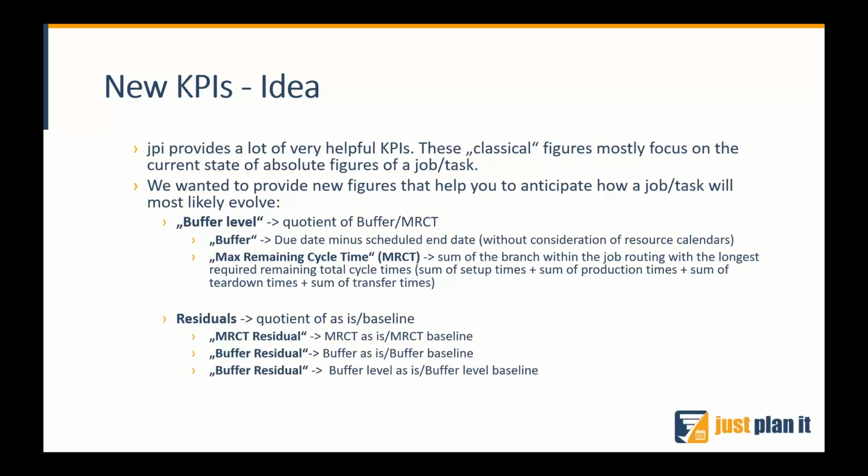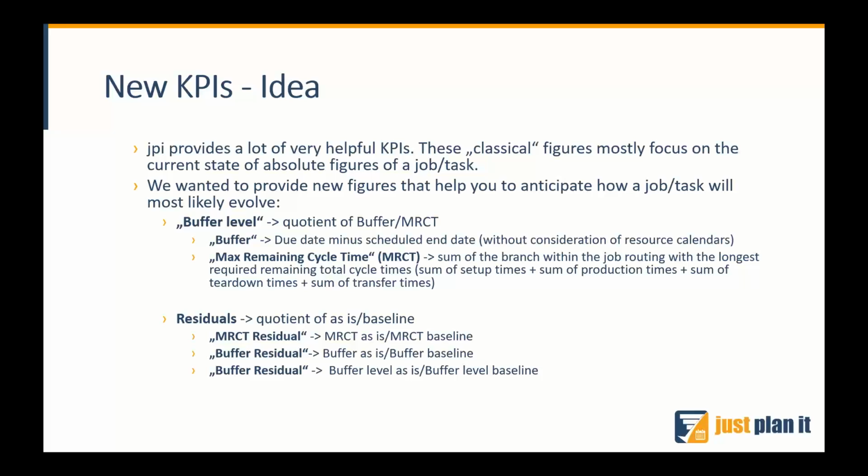So, what is the KPI that we are showing up with now? We have the buffer level, as we call it. The buffer level consists of two parts. On one hand, there is the buffer, and this KPI you know already. We have been providing this for a very long time. The buffer is the time distance between the currently scheduled end date of a job and the due date. That's the time distance that is still left before a job gets late. That makes sense. It's a total figure.